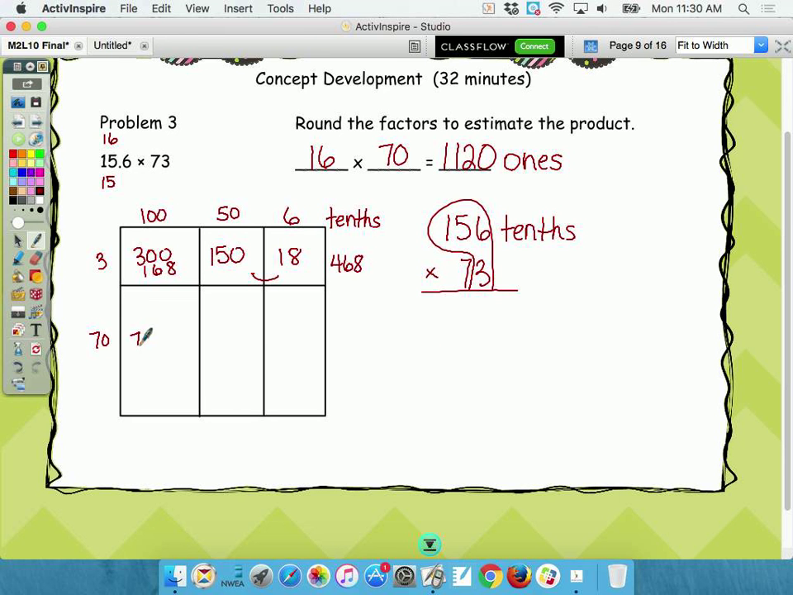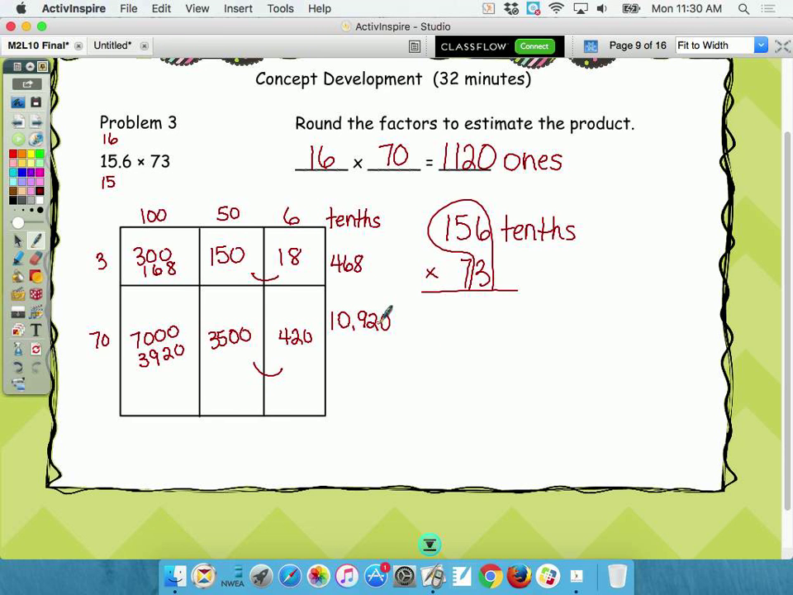7 times 1, how many zeros? 3. 7 times 5, 35. How many zeros? 2. 7 times 6, 42. Add 1 zero. You guys are really good at multiplying. So, what if I add 420 plus 3,500? What do I get? 3,920. Okay? And if I add those two together, what do I get? 10,920. Okay, those are just your partial products.